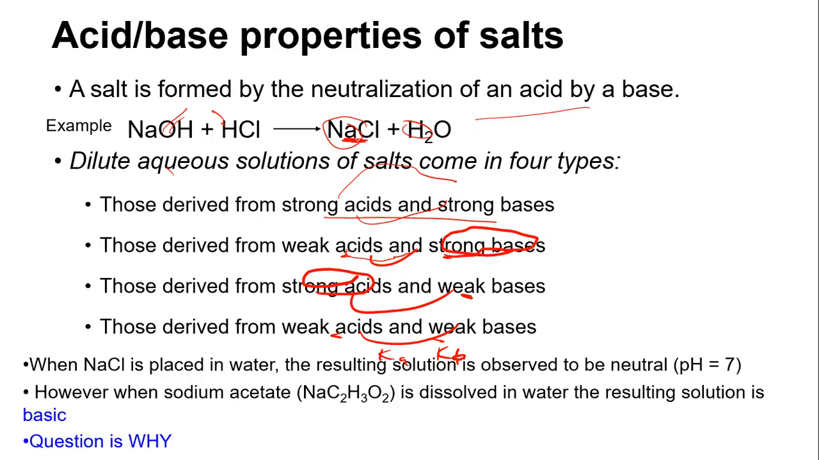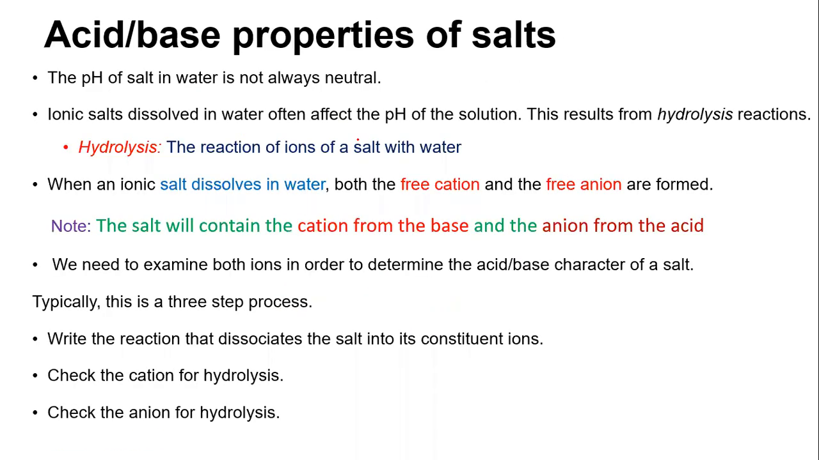The whole reason is hydrolysis. Hydrolysis is just talking about how the ions of a salt will interact with water. When an ionic salt dissolves in water, both the free cations and anions are formed. So if you have something like NaCl in water, we form Na+ ions and Cl- ions. So we have free cations and free anions being formed.